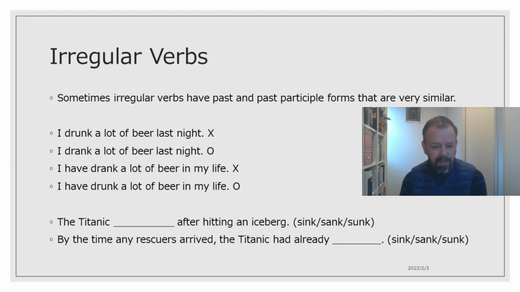This is the simple past tense, so it should be drank. But when we use the present perfect, I have drank. Excuse me. I have drank is not correct. In the present perfect, we use the past participle. I have drunk a lot of beer in my life. So that is another common mistake, mistaking the past form and the past participle form.